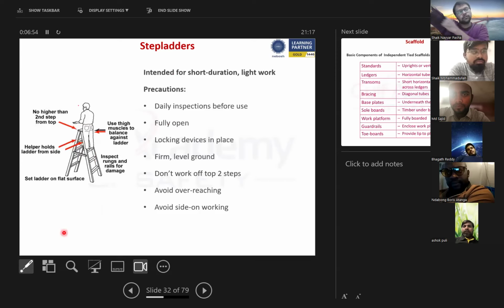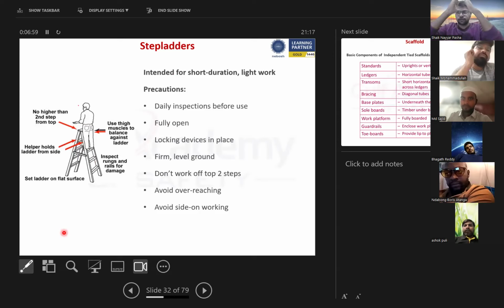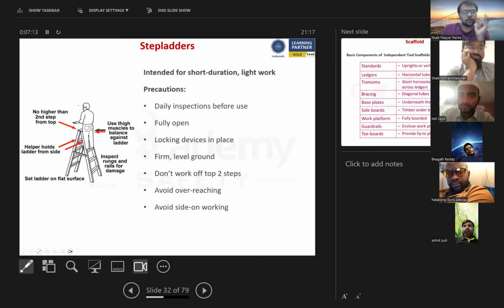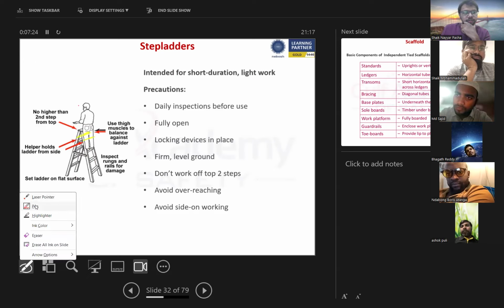Step ladder again, control measures: fully inspected before use. Make sure the step ladders are fully open. The lock-in device is always in place. And the ladder should also be again placed on a solid and a flat surface. And whenever you're working on the step ladders, you should not work on top 2 steps. You should avoid working on top 2 steps. Why? Because that might not be able to give you proper support. So that is one thing.